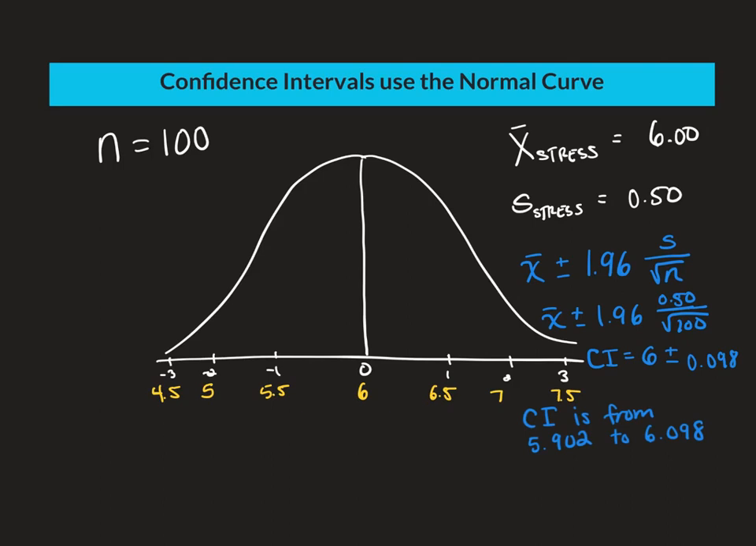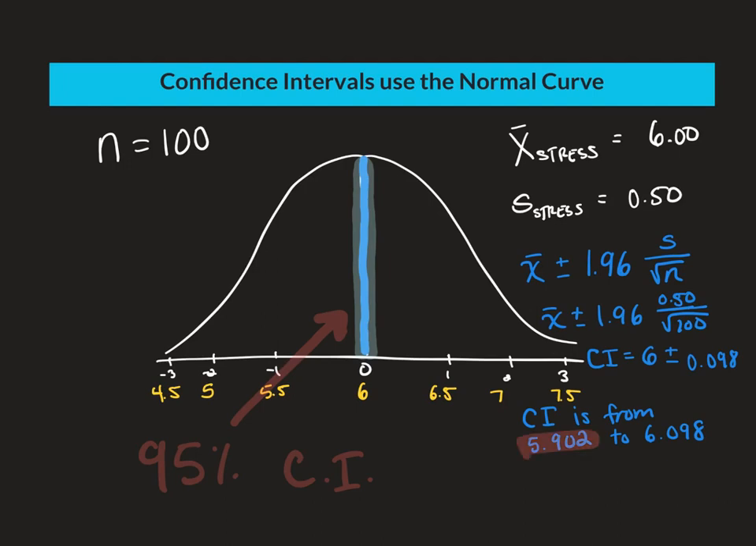Even though our sample mean is at 6, we presume there to be at least a little bit of error in our sample mean, and we use our standard deviation, adjusted by our sample size, to get the range around the mean where we're fairly confident the real population mean exists. Therefore, presuming that the data were collected randomly, we're about 95% sure that the actual population mean for stress is between 5.902 and 6.098.